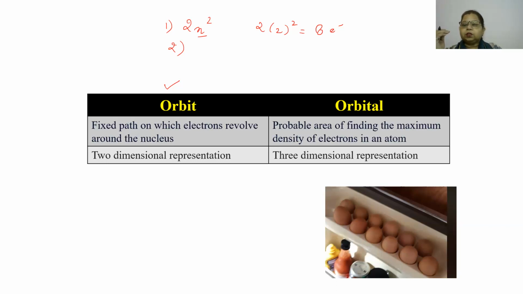Now, what we are trying to understand is what is an orbit and what is an orbital. Anybody knows what is an orbit and orbital? Don't read what is written on the board precisely. Just tell me if you understand how is orbit. Negatively charged cloud. Any other idea?